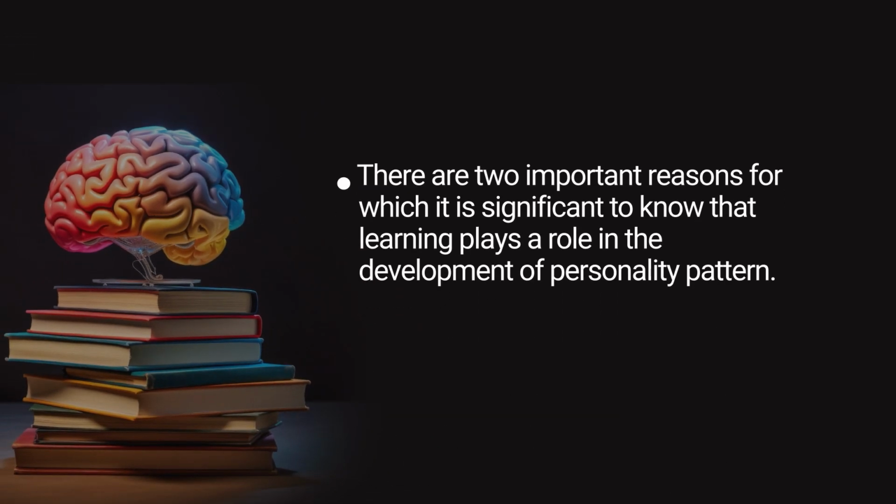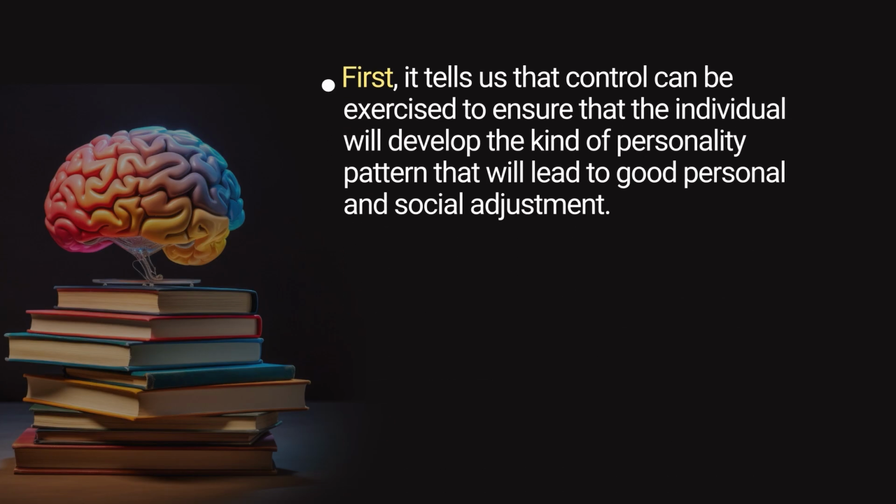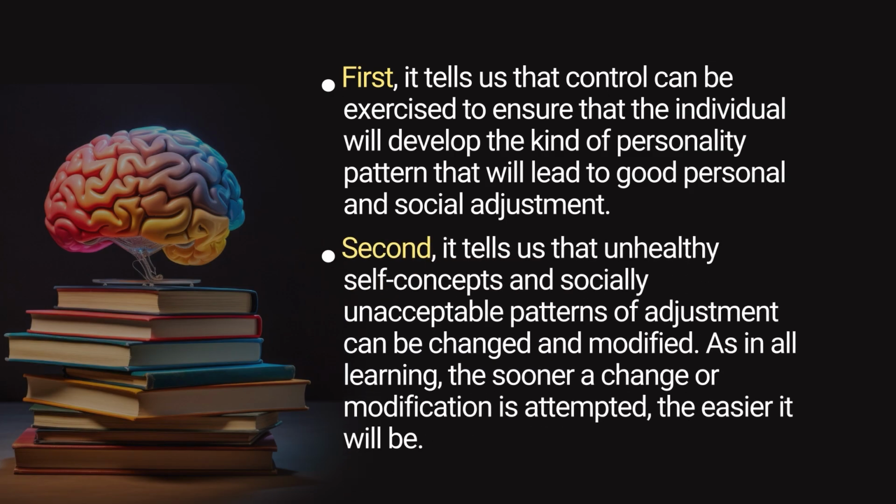There are two important reasons for which it is significant to know that learning plays a role in the development of personality pattern. First, it tells us that control can be exercised to ensure that the individual will develop the kind of personality pattern that will lead to good personal and social adjustment. Second, it tells us that unhealthy self concepts and socially unacceptable patterns of adjustment can be changed and modified. As in all learning, the sooner a change or modification is attempted, the easier it will be.